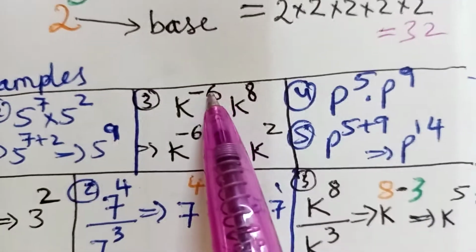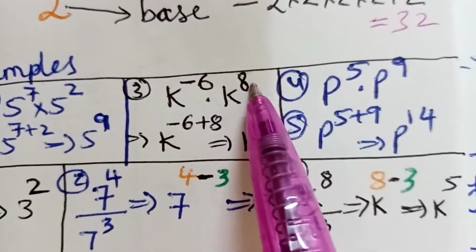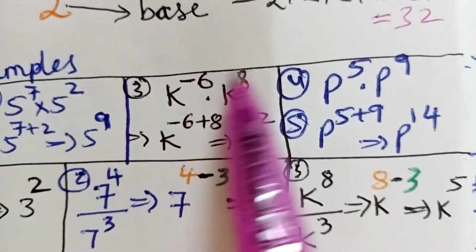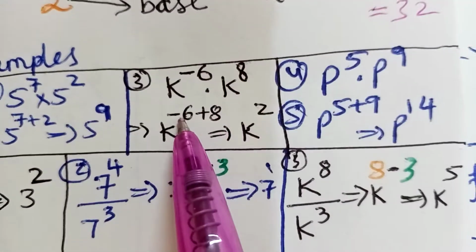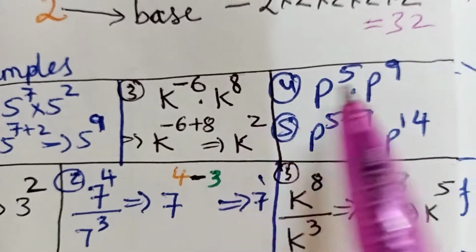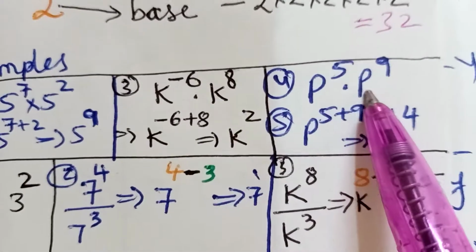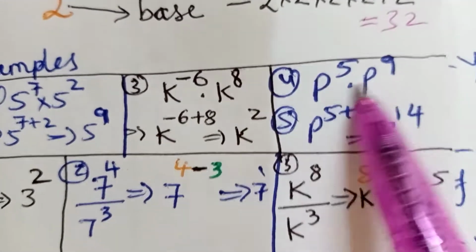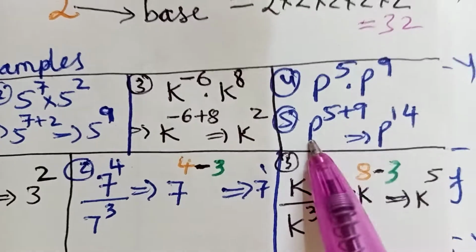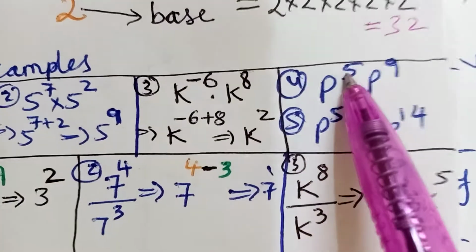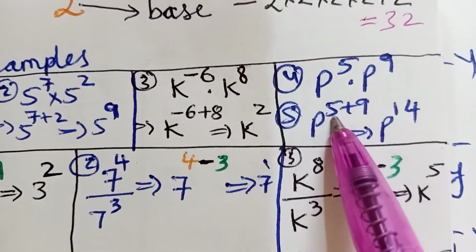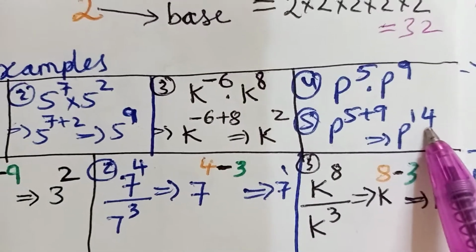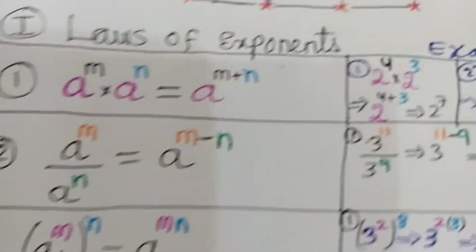k power of minus 6 into k power of 8. So k power of minus 6 plus 8. Say 8 minus 6, 2. k power of 2. p power of 5 into p power of 9. Bases are the same, powers should be added. p power 5 plus 9, 9 plus 5, 14. This is the first law.